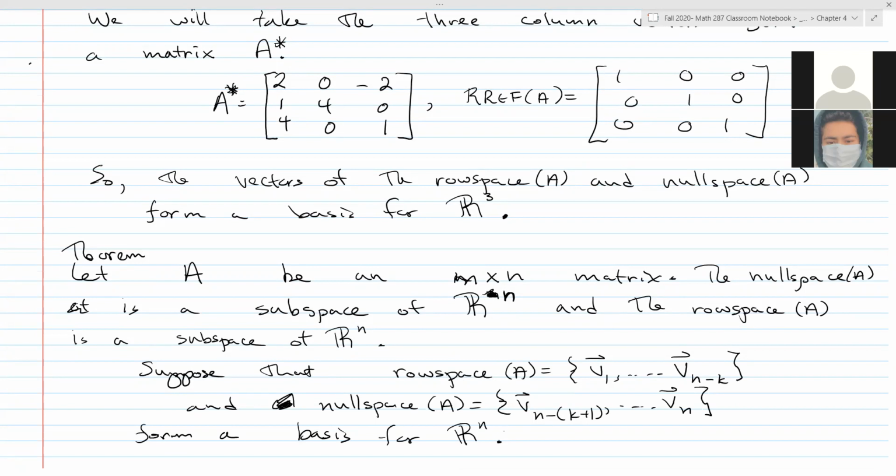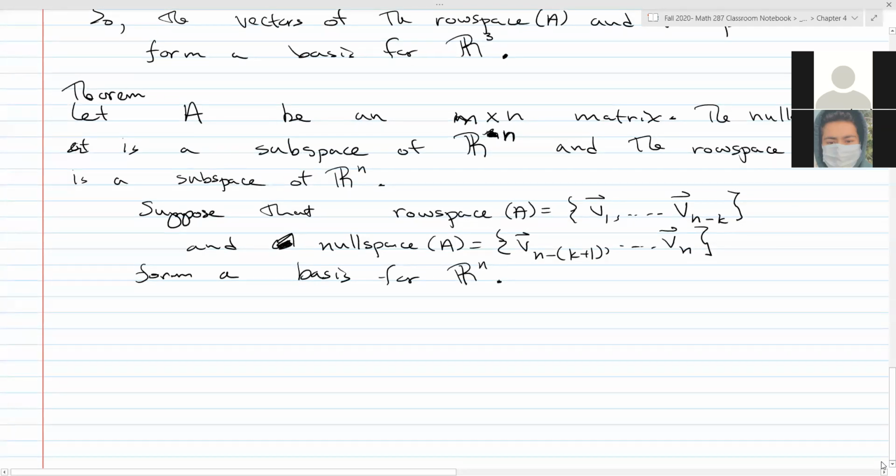So that's another way to help us put our minds around this rank-nullity theorem. If you take the row space of A and the null space of A, they're in the same space. You put their vectors all together and you end up with a basis for Rn. What that helps us do is think through the rank-nullity theorem and put together some connections.